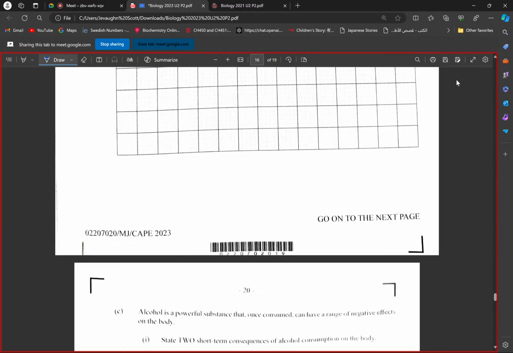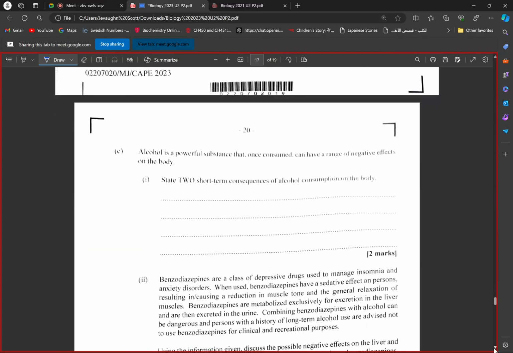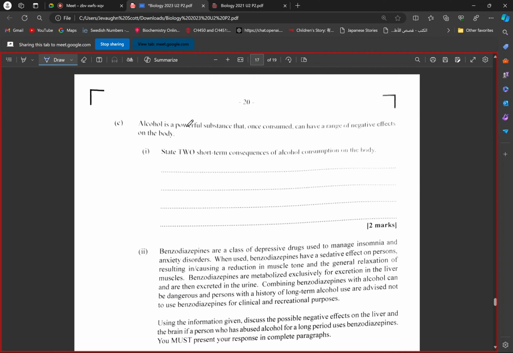Alcohol is a powerful substance that, once consumed, can have a range of negative effects on the body. State two short-term consequences of alcohol consumption.